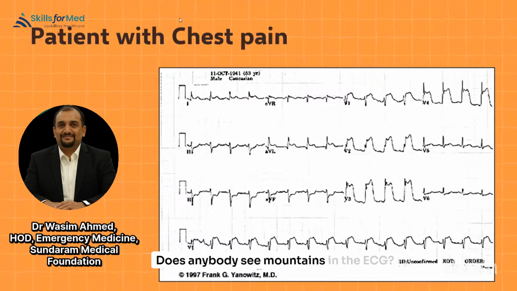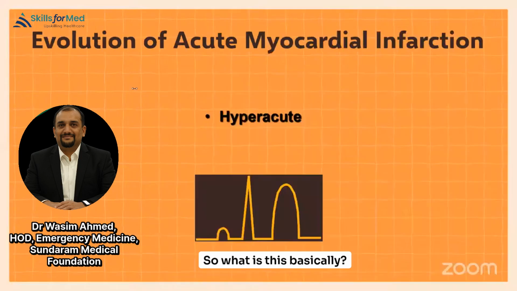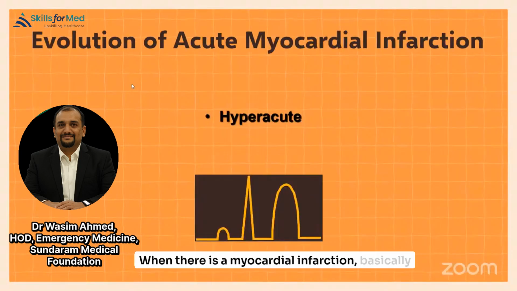Does anybody see mountains in the ECG? Yes. ST segment elevation. So this is an ST segment elevation MI. Okay. So what is this basically? When there is a myocardial infarction, basically the patient is having a heart attack.